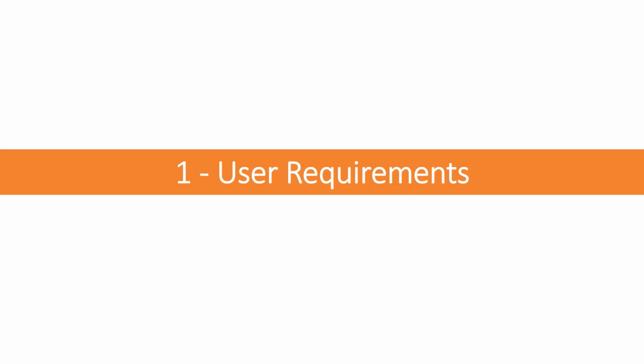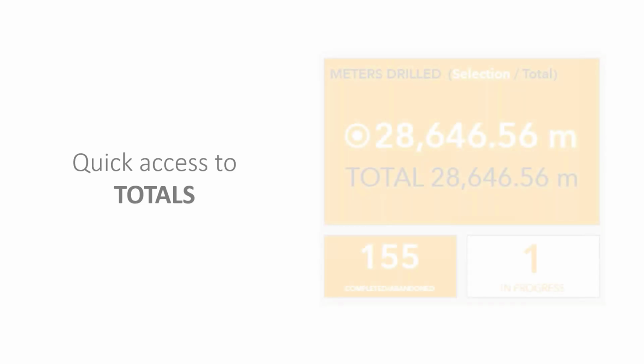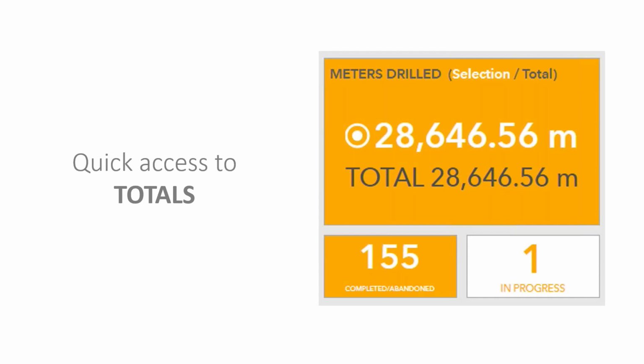Okay, so we started with the requirements. And when it comes to requirements, there are two types: the first one is the user requirements, and the second one is the data requirements. Let's start with the first one, user requirements. When you started asking people what they would like to see, the very first question was a very easy way to see the total number of meters that we drill. So we call it the totals, something like that.